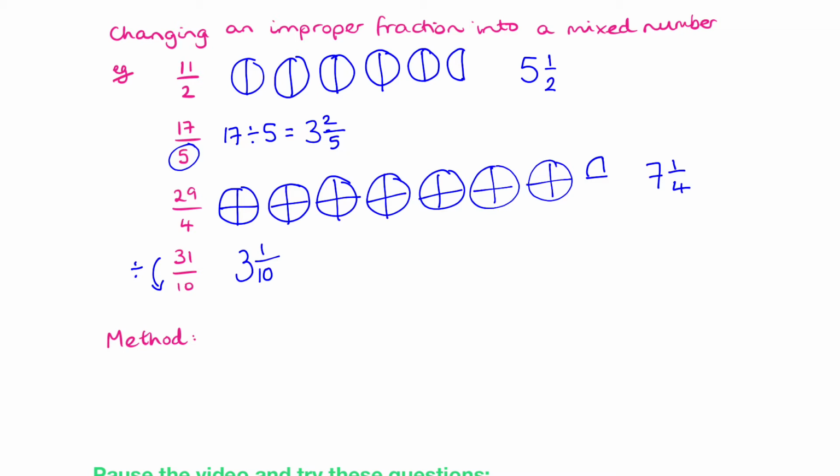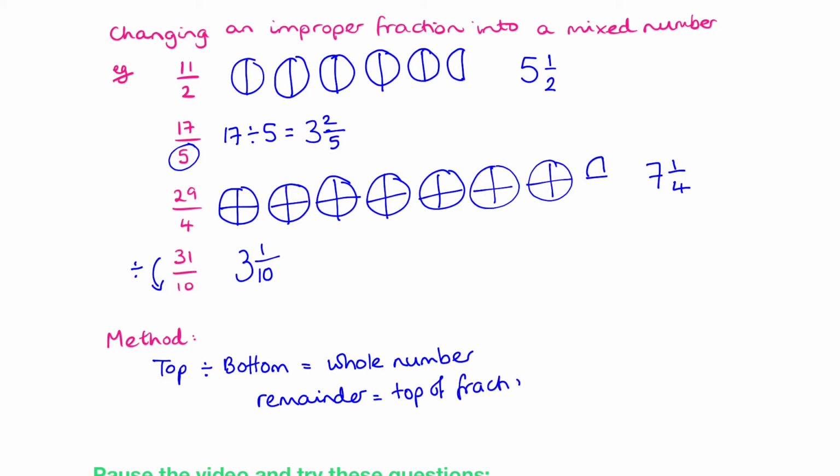Okay? So if we want to write down our method, we can say that we do top divided by bottom. So the answer is the whole number. The remainder is the top of the fraction. And the bottom of the fraction doesn't change.